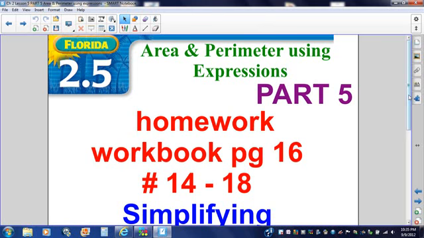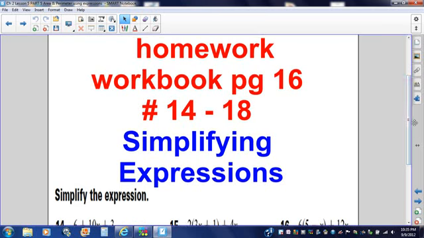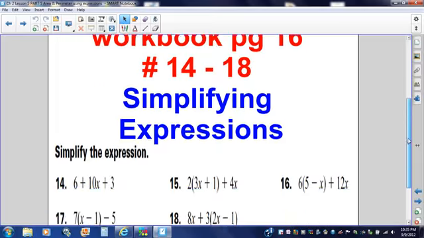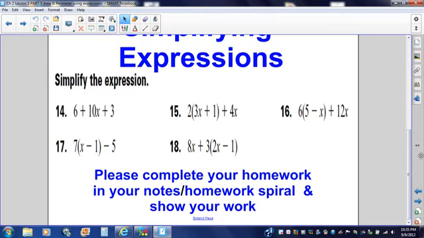If you would, please make a note that your homework tonight will be workbook page 16, problems 14 through 18, simplifying expressions. Please complete your homework in your notes/homework spiral and show your work.